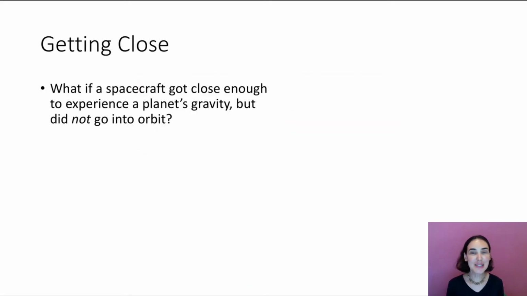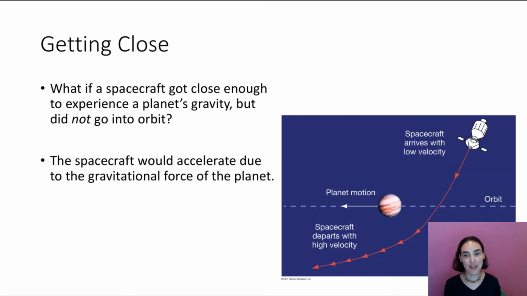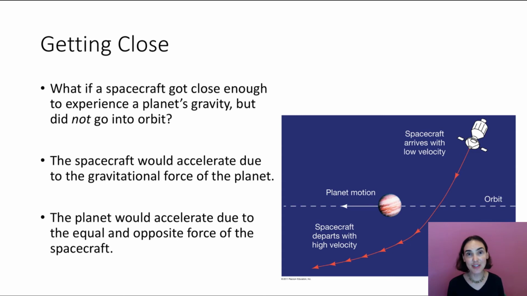What if we had a spacecraft get close enough to a planet that it starts being affected by the gravity, but doesn't quite go into orbit? Well, then we're going to have the spacecraft accelerating due to the gravitational force of the planet, and the planet accelerating due to the gravitational force of the spacecraft.